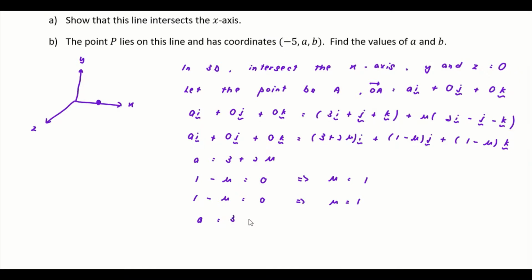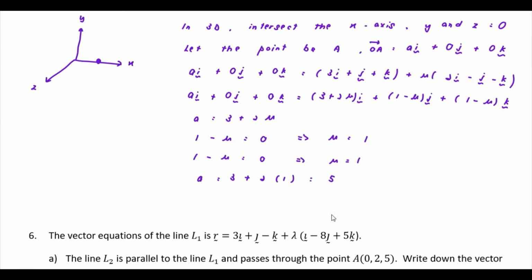Then I can get my a. a will be equal to 3 plus 2, substituting my 1, so I get 5. So there is a point with position vector 5i plus 0j, which means my OA will be 5i plus 0j plus 0k. From there, I know that A is on the line and on the x-axis, and that is why the line intersects the x-axis.